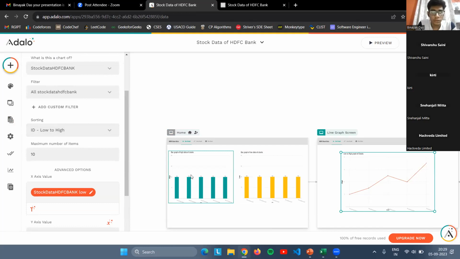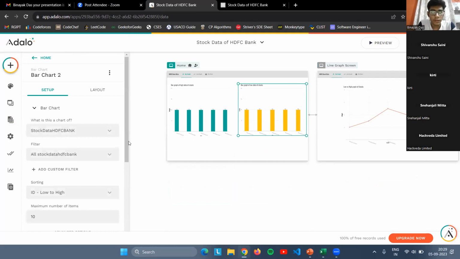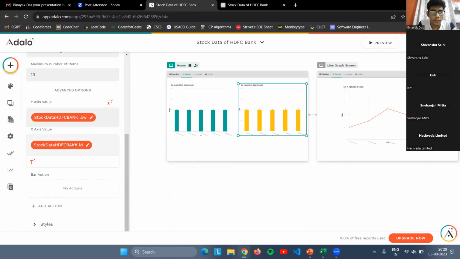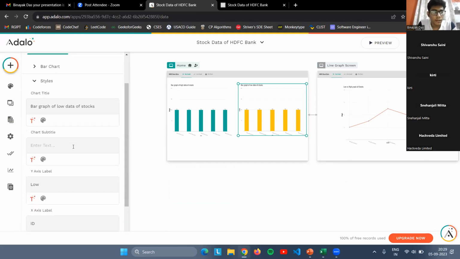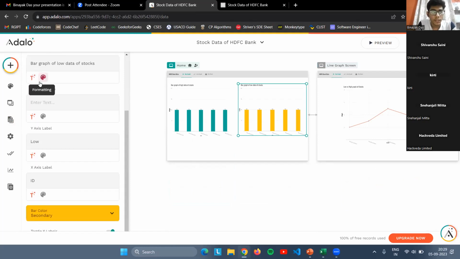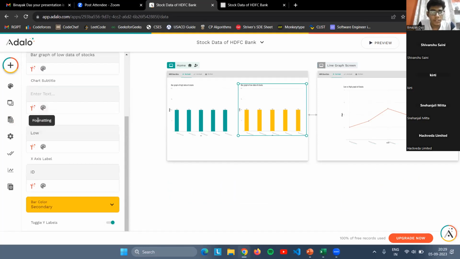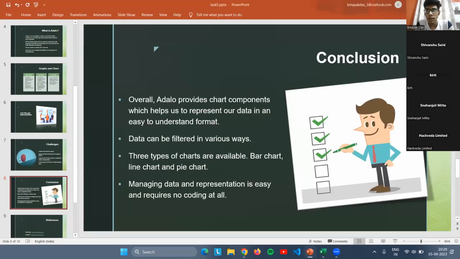We can also change the color of the graph, or we can change the font size and stuff from the style section. As you can see on the left hand side, we can change the chart title. We can add chart subtitle as well. We can change the y-axis label, x-axis label, and colors. These are the only types of customization option available, and we cannot have more types of customization to enhance the chart.